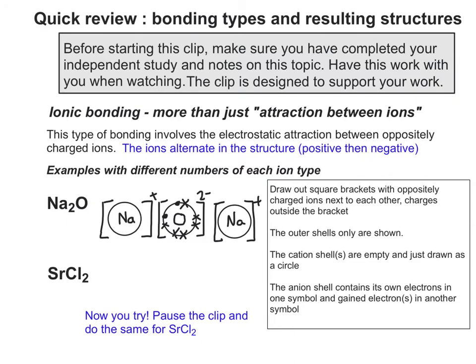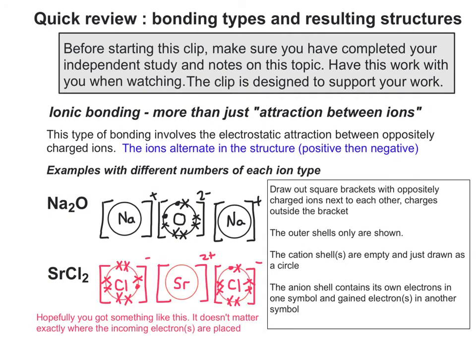So now why don't you have a go? Grab a scrap of paper or whiteboard, pause the clip, and do the same for SrCl2, strontium chloride. Use the box with the instructions. I'll keep it up there so you can use that to guide you through the process. So hopefully you got something approaching what we've got here, and it doesn't really matter where you put the incoming electrons in the anion.